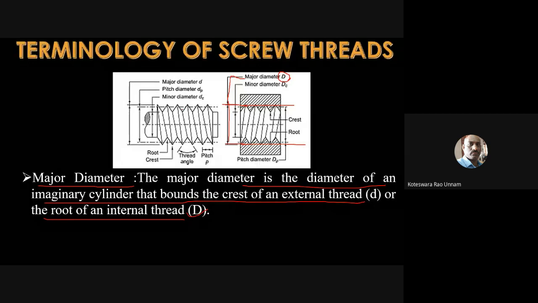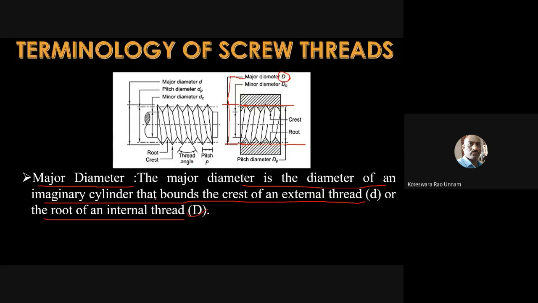Similarly, if we consider the external thread, it is the imaginary cylinder that bounds the crest of an external thread. Now here you need to take, this is the crest for the external thread, this is the limit and this is the limit. So the distance between these two lines, we'll call the major diameter. This is the major diameter, which is denoted by small d. Here it is capital D.